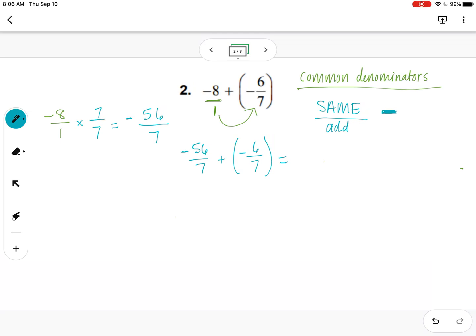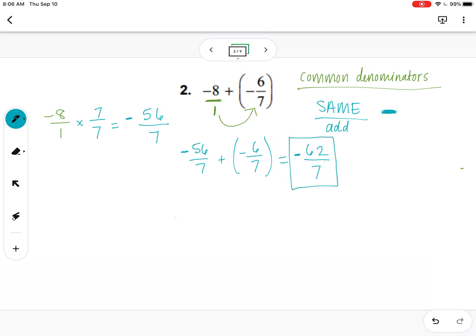So remember, your denominators stay absolutely the same. You just add your numerators, which is the top. So 56 plus 6 is going to give us 62 over 7. And remember, our answer has to stay negative. So there is your answer.